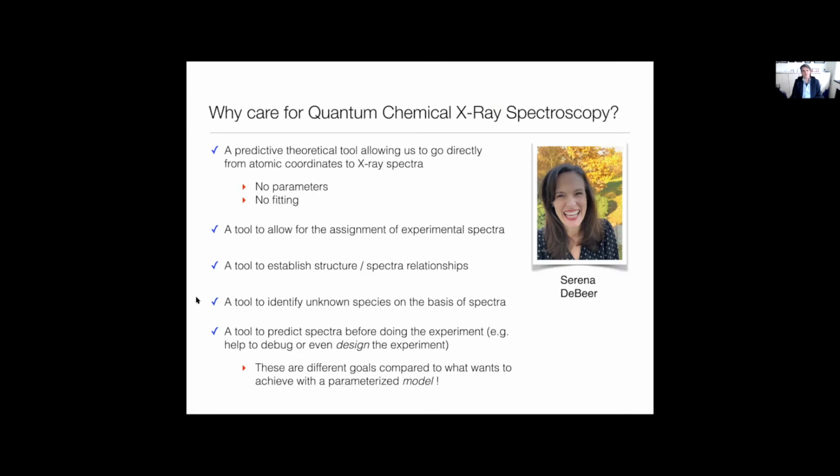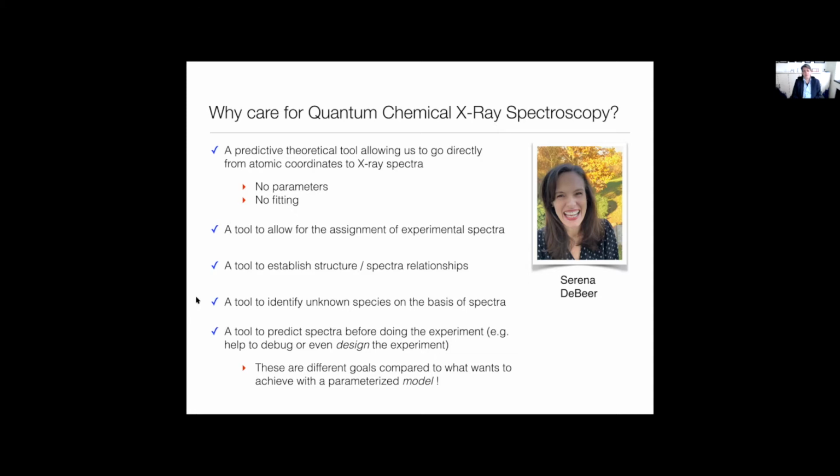So why would you want to do quantum chemical X-ray spectroscopy? You will want to do that when you want a predictive tool that allows you to go directly from atomic coordinates to X-ray spectra without any parameters, without any fitting. And that difference between fitting and predicting is something very important that I think will come up quite a number of times during the talk. You will want to have a tool to allow for the assignment of experimental spectra. They can become very complicated, and to disentangle it, quantum chemistry can be of great help.